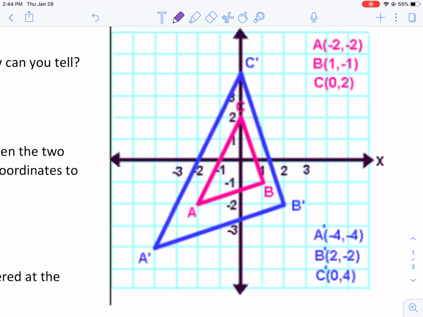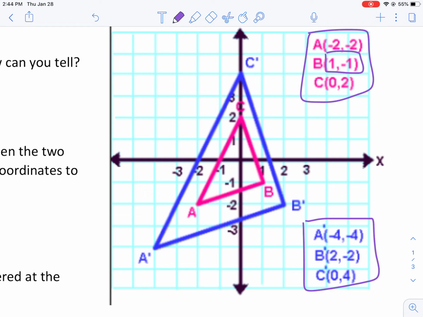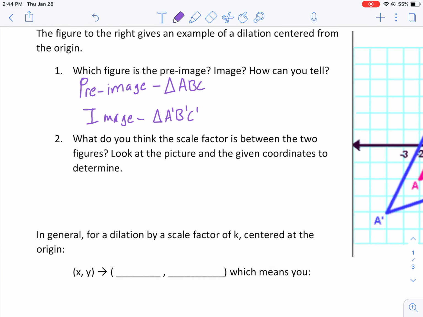So for example, look up here at the A, B, and C, and then look down here at A prime, B prime, C prime, okay? A is -2, -2, A prime is -4, -4. So how did they change, right? They're being multiplied by 2, right? Same with B. B is 1, -1. B prime is 2, -2. It's been multiplied by 2. C is 0, 2, and C prime 0, 4, right? It's been multiplied by 2. So that means the scale factor, all right, is going to be 2.